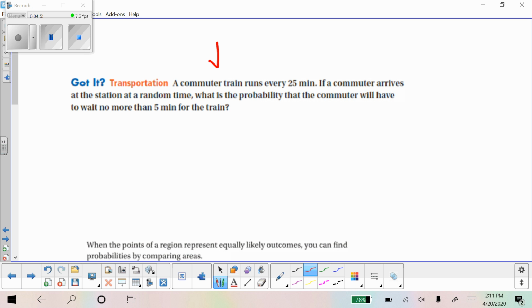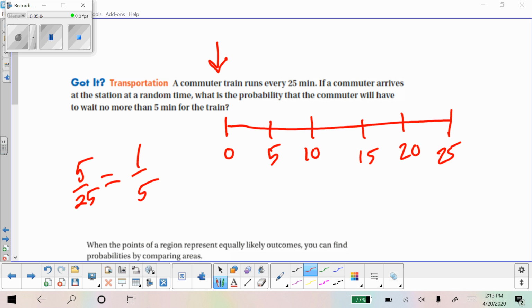So why don't you go ahead and think about this question and see if you can think about it as a number line and see if you can come up with the probability. So right here is the only part of the line where a commuter would have to wait no more than 5 minutes. And that represents a length of 5 out of the total length of times where a passenger would have to wait, which is 25. So 1/5 is the probability.